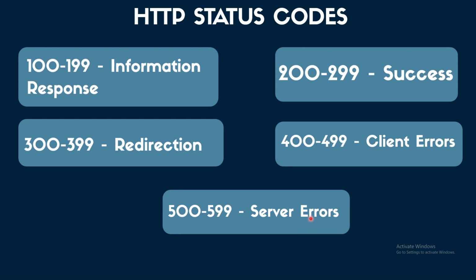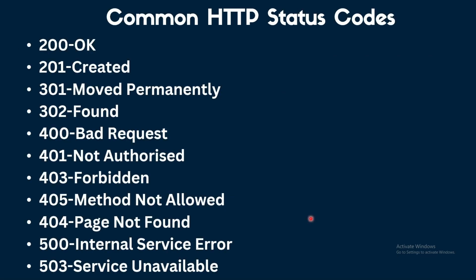So next I'm going to talk about common HTTP status codes. Let's get an overview of every one that's mentioned here. As you can see, 200 status code basically means the request was successful. 201 basically means the resource was created. It is basically used when a new user is created or a blog is posted.